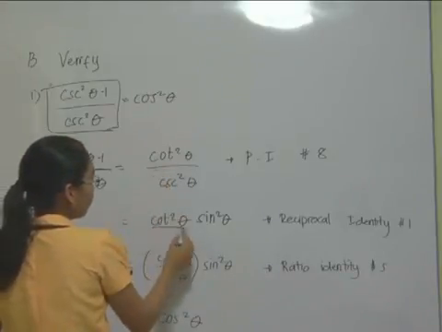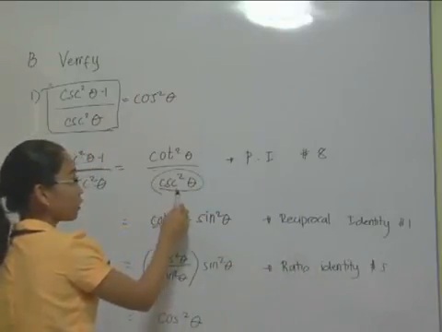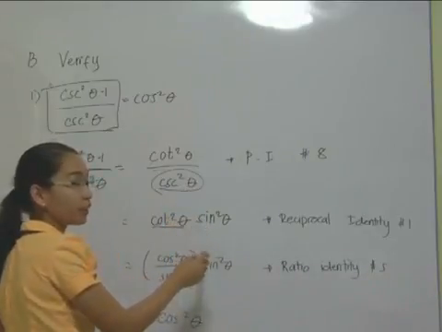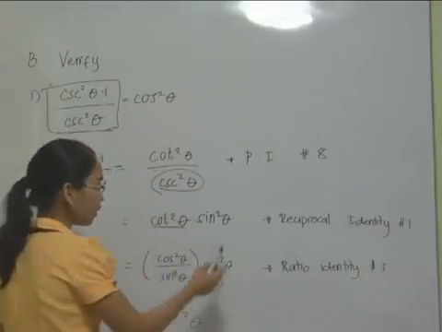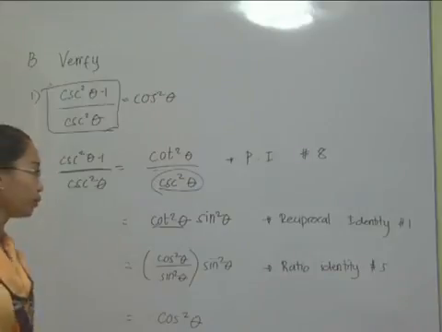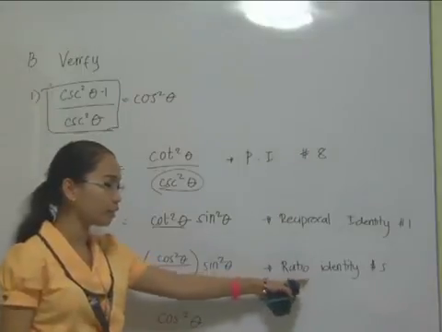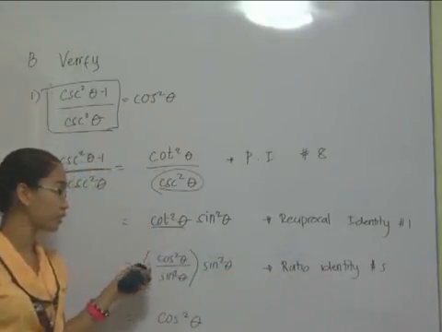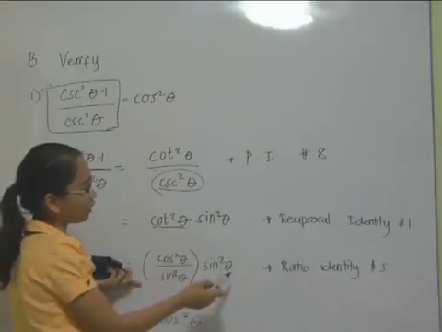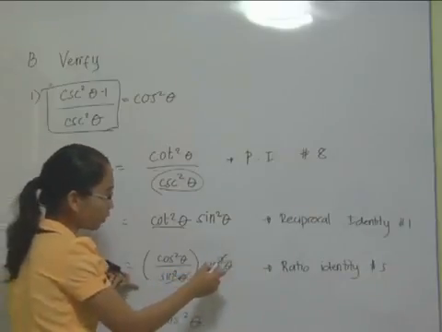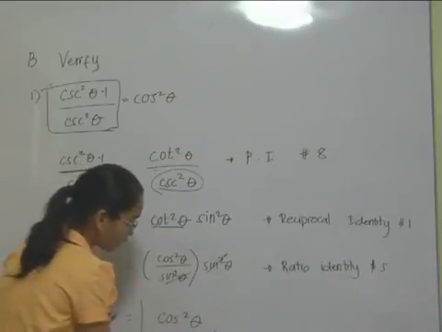Then for this cotangent squared theta, by reciprocal identity number 1, we can write cosecant squared theta as 1 over sine squared theta, so cotangent squared theta times sine squared theta. Now we can simplify cotangent squared theta by ratio identity number 5. Cotangent squared theta is equal to cosine squared theta over sine squared theta, times sine squared theta. Then we can cancel out sine squared theta, and what is left is just cosine squared theta.